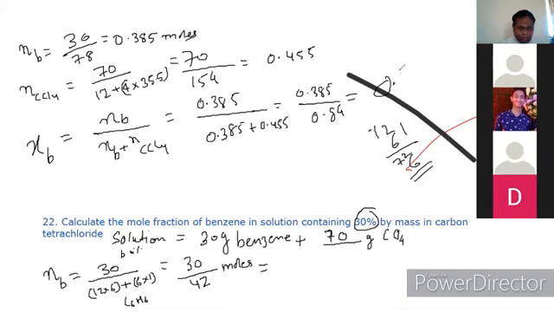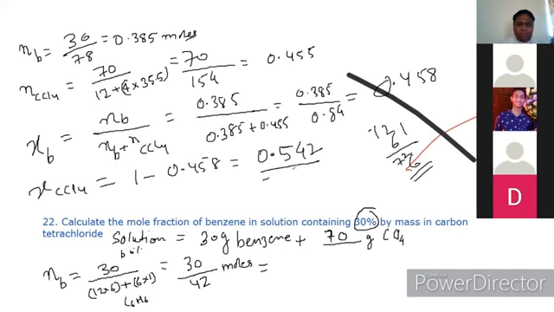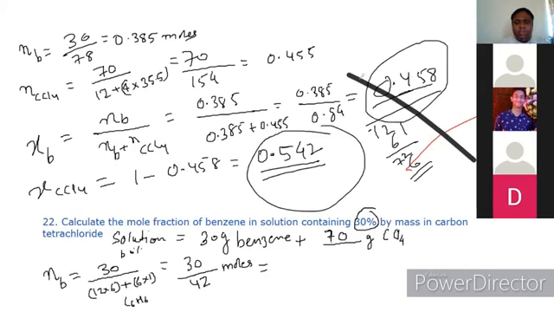So 0.458. Similarly, mole fraction of CCl4 will be 1 minus 0.458, which will be equal to 0.542. So this will be the mole fraction. These are the two answers.